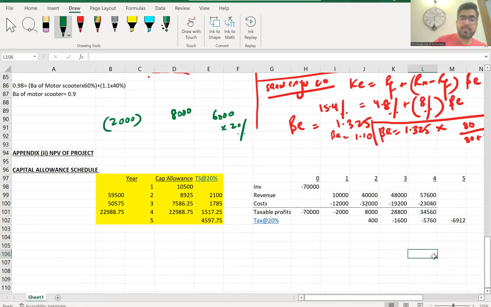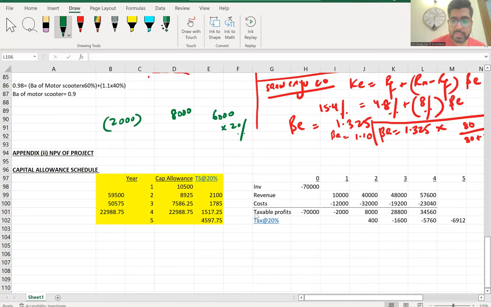The thing is that if there would have been a case of losses carried forward, I would have adjusted the 2000 loss against future profits of 8000 next year. But since the losses are not being carried forward, they're adjusted against other projects. So 2000 profit, pay 20% tax, 400. 2000 loss, get tax back.